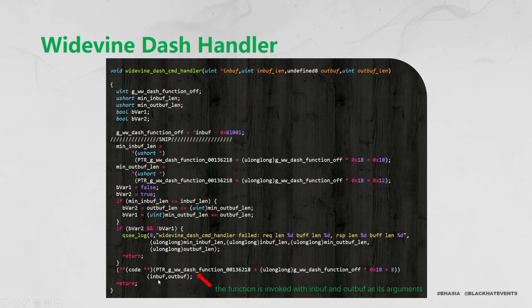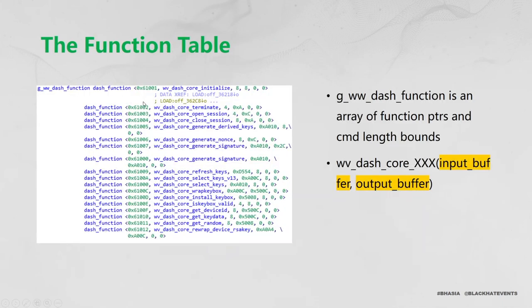In this function, in this line, we could find that finally a function will get called, and the pointer of this function is read from a global pointer, and also the bound check on the input buffer and output buffer. The bound value is also read from somewhere near this pointer. So we find it and let's see what it will do. Well, it is actually a table, and in this table, each entry will contain a command ID, the bounds, and the function pointer.